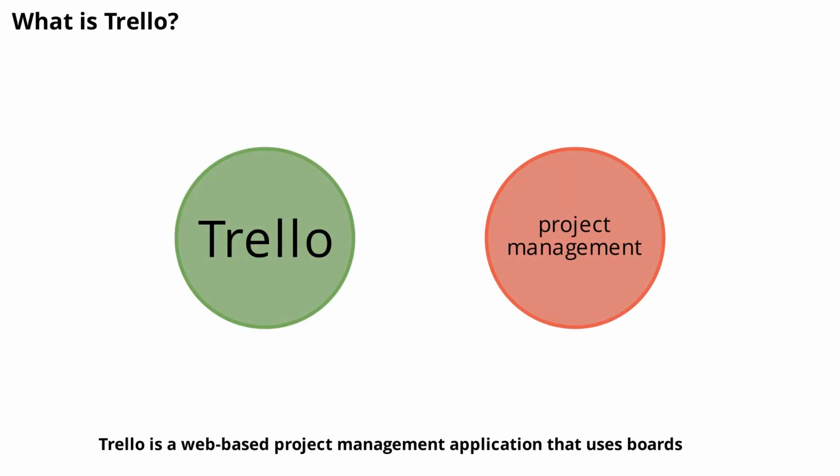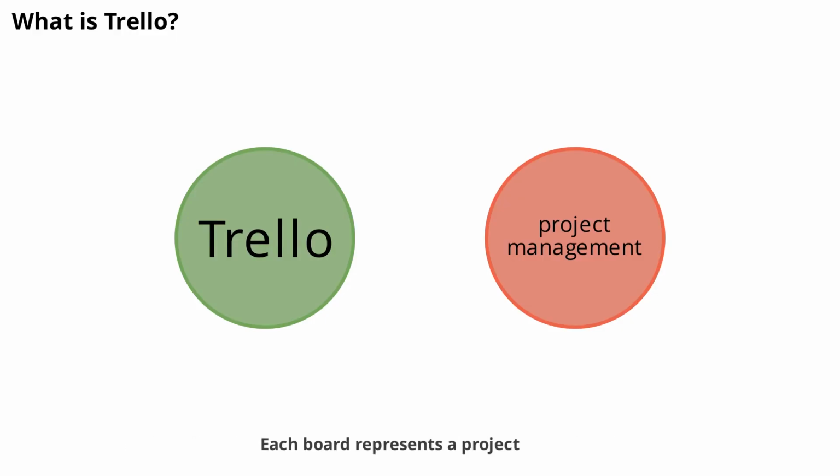management. Trello is a web-based project management application that uses boards, lists, and cards to help you organize tasks and collaborate with others. Each board represents a project, lists help you categorize stages or types of work, and cards are individual tasks or items. Trello's drag-and-drop interface makes it intuitive and flexible for all kinds of workflows, from personal to professional. Understanding this structure is the first step in mastering Trello.